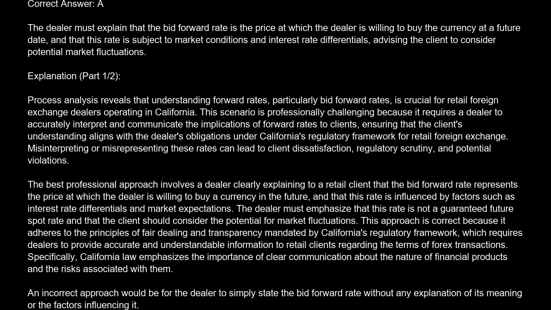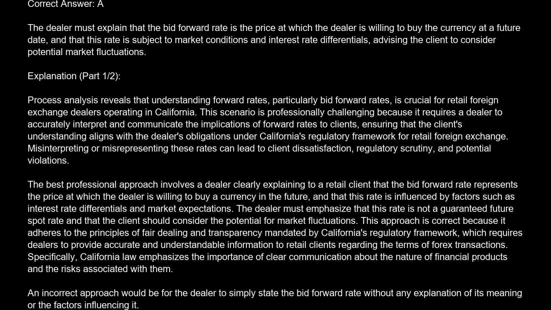The correct answer is A. The dealer must explain that the bid forward rate is the price at which the dealer is willing to buy the currency at a future date, and that this rate is subject to market conditions and interest rate differentials, advising the client to consider potential market fluctuations.